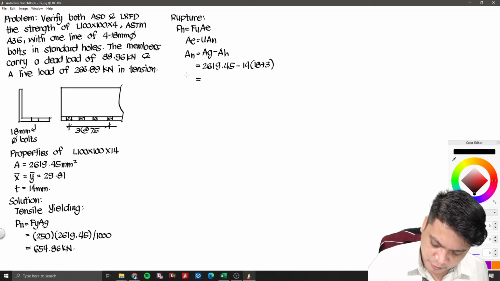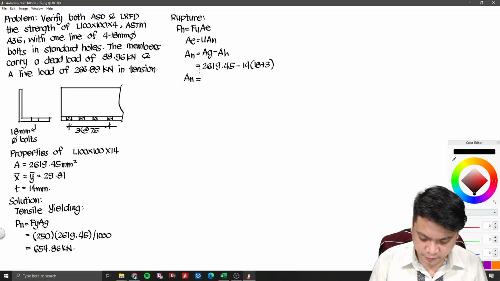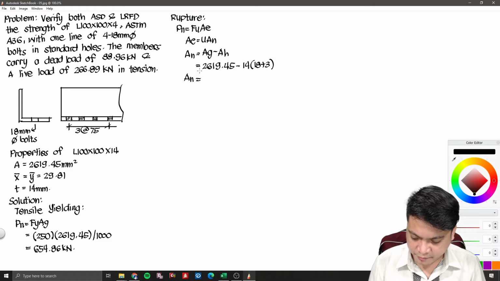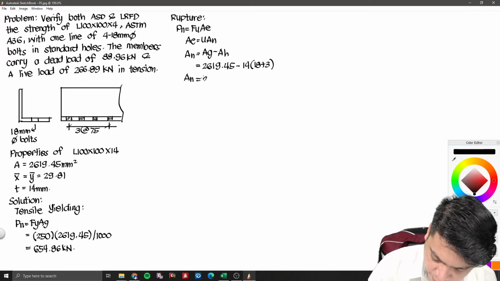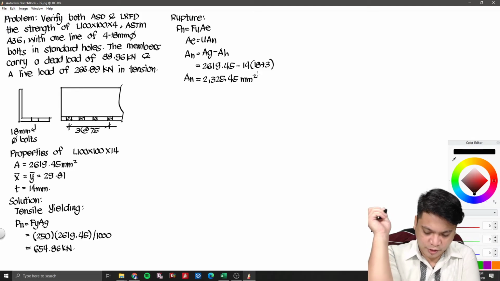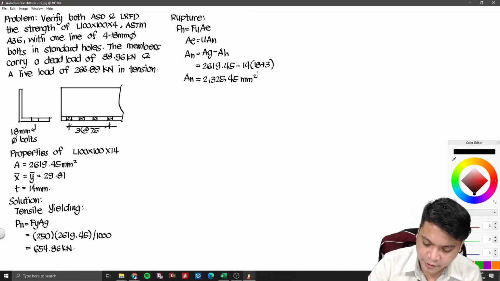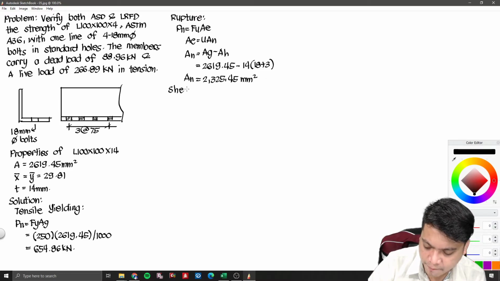So, we will have here net area equal to 2619.45 minus 14 multiplied by 18 plus 3. So you will have here 2,325.45 mm squared. So, we now have An. And then, we'll try to find the shear lag factor U.